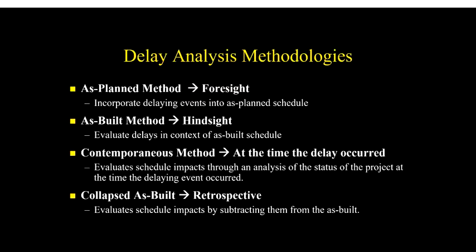Then we have the as-built methodology. Of course, this methodology assumes that the project is finished. It's a retrospective methodology. We basically look at the as-built critical path and find out what delays landed on the as-built critical path, and then apportion responsibility for those delays based on what delays are actually on the as-built critical path.